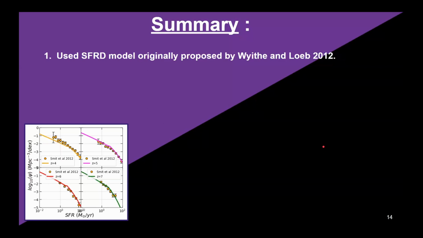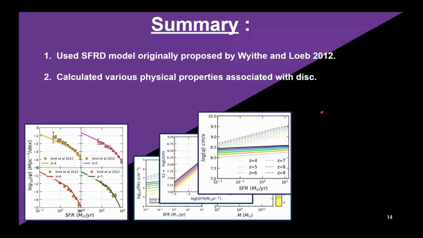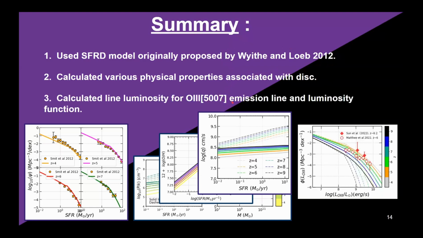So I basically tried to make analytical predictions for emission line galaxies at high redshifts. I used the star formation model proposed by Dayal and Loeb. Then I calculated various physical properties associated with the disk. And finally, on the basis of that, I calculated luminosity functions, flux ratios, and number counts.